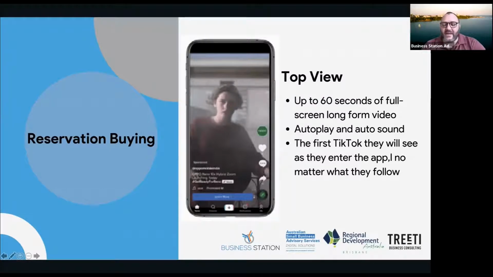Kind of like the branded takeover, but this isn't when they open the app. This is when, after they open the app, the first thing that they're going to tap on is going to be this particular thing, and it forces them to watch it. So yes, while it can be up to 60 seconds, unlike the branded takeover, which you cannot skip, this you can skip.